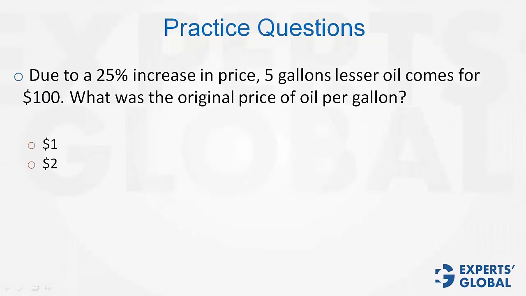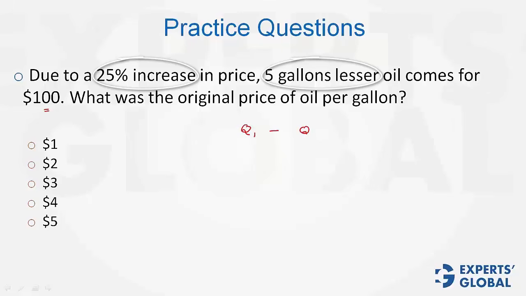Let's look at the next one. These are your answer choices. It's not a difficult question to solve, but the question is how to solve it in less than a minute. The expense is $100 in both the cases. The quantity is 5 gallons lesser after the increase. So the difference between the old quantity, let's say Q1, and the new quantity, Q2, after the increase is 5 units.